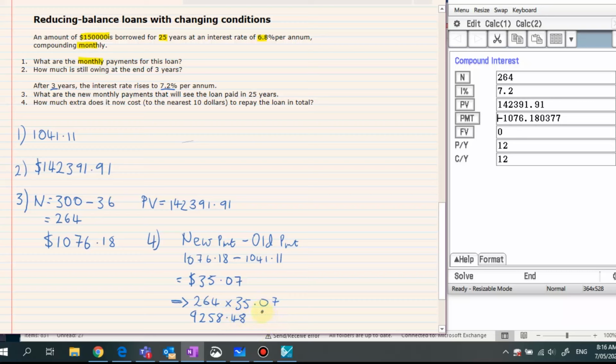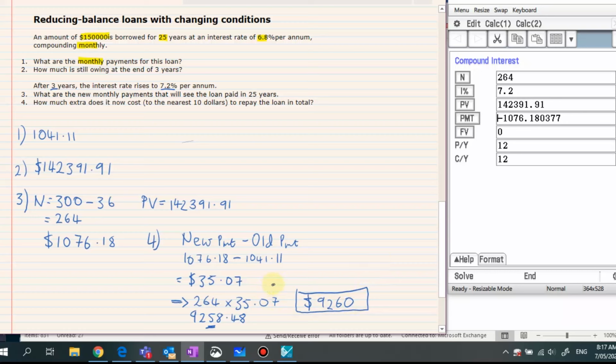Now it says it wants it to the nearest $10. Okay, so we're going to round it up to here. Okay, the 8 rounds the 5 up. So our final answer is $9,260. So see that small interest rate rise cost him almost another $10,000. Him, her, whoever it is. Him, her, they.